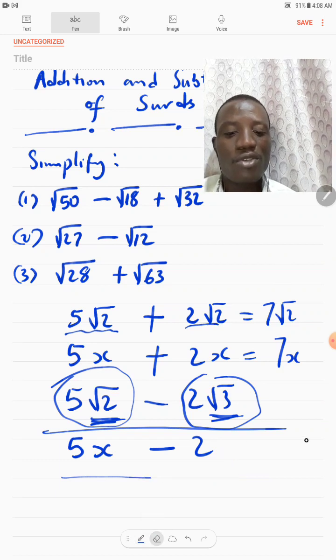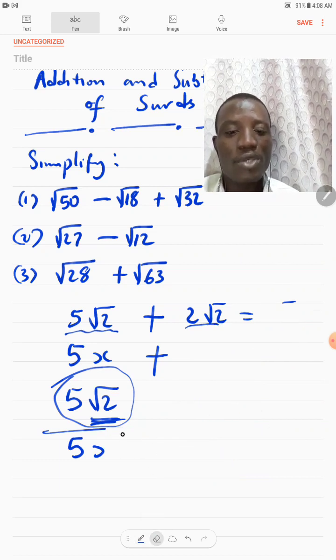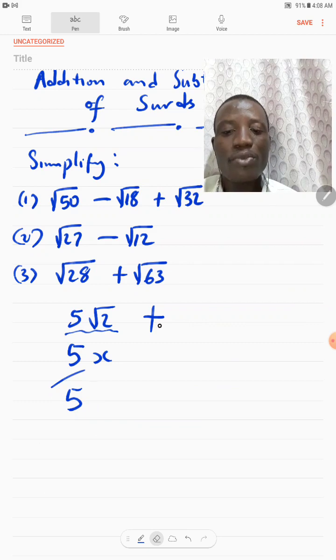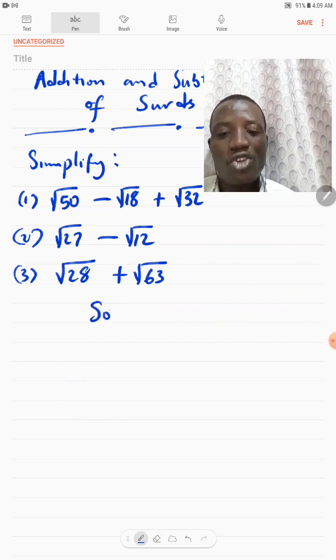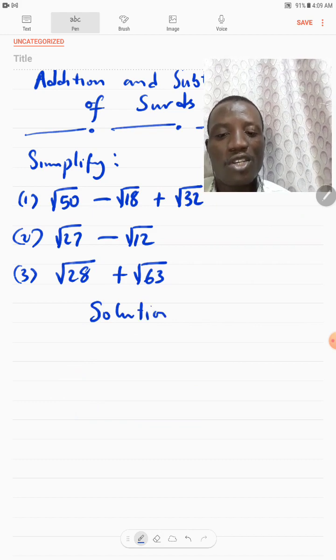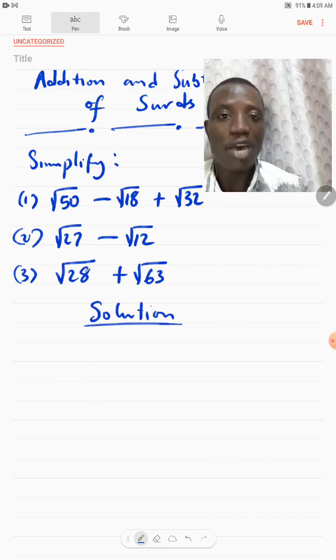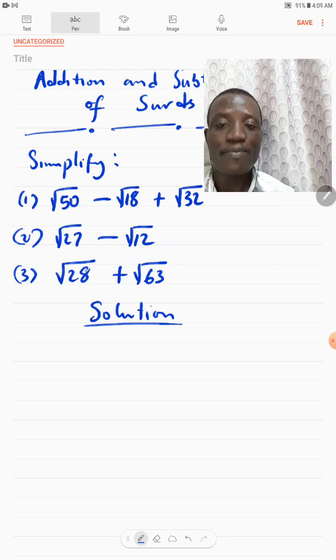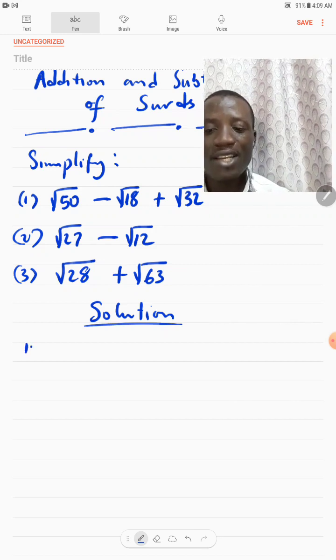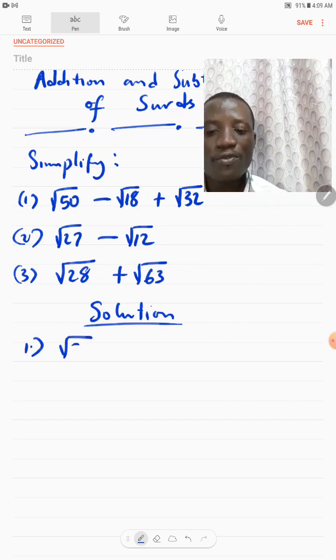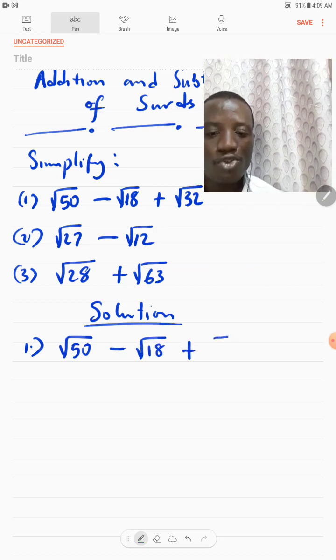So having done the breakdown of this, let's now get into the example. Now this example, when you look at it, it contains some of the surd or surdic numbers that are big that we need to first simplify. You have to simplify them before you can go ahead in adding or subtracting them. And that's exactly what we are going to do. So we have root 50 minus root 18 plus root 32.